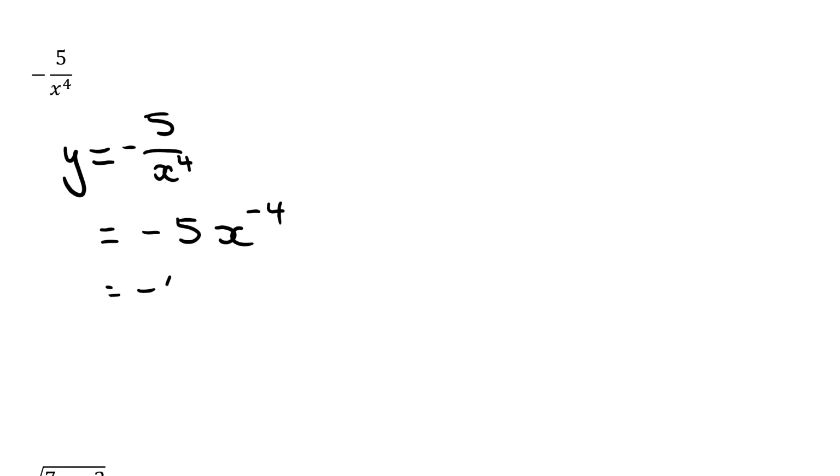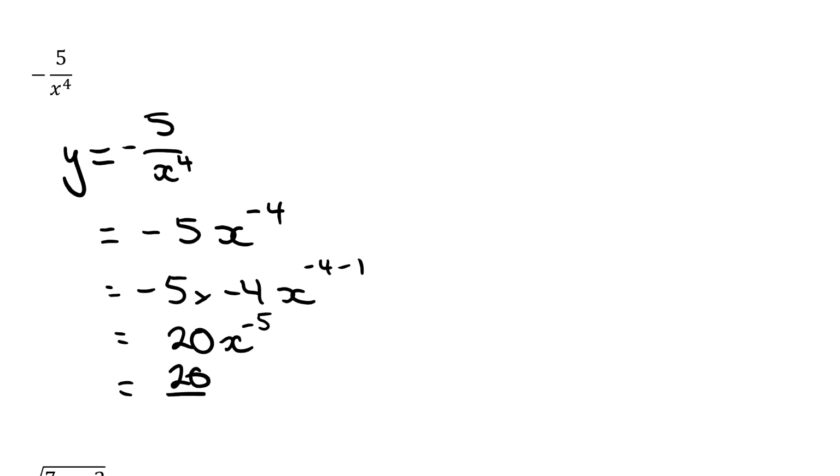So the negative 4 will come out the front, and we get negative 4 take away 1. So negative 5 times negative 4, x to the power of negative 4 take away 1, which is negative 5. The question was given to us as a fraction, so it's a good idea to return it to a fraction. So 20 over x to the power of 5.